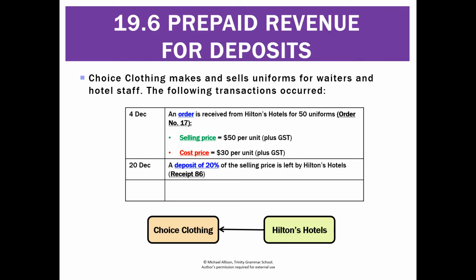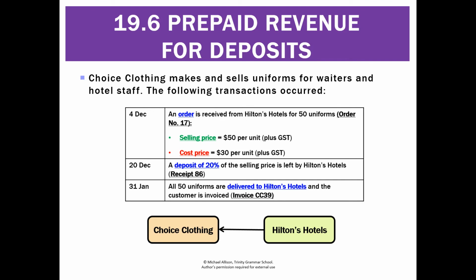But on that date, they're not actually going to get any uniforms. So they've given money, but Hilton's Hotels, the customer, hasn't received anything in return. So that is going to be a prepaid revenue. Even though it's only for 20% of the total, it's still going to be a prepaid revenue.